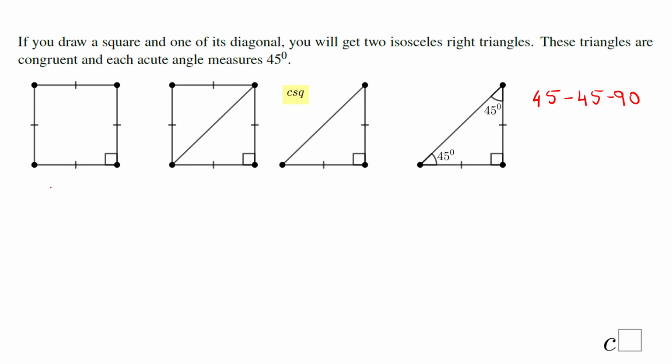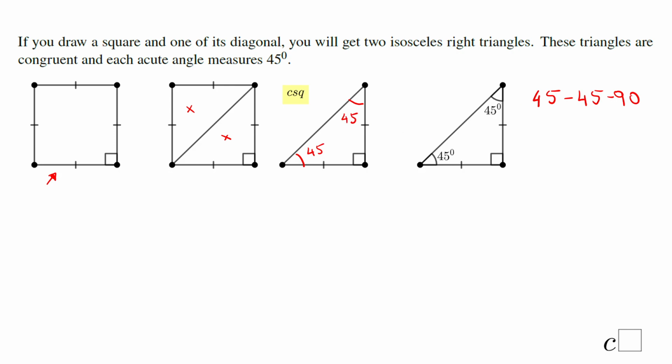The whole story starts from this picture where we have a square, all sides are equal, and we see this right angle. If we draw this diagonal, we get two triangles. These two triangles are isosceles right triangles, which means these two angles are equal, and the only way to be equal is that each angle will be 45.